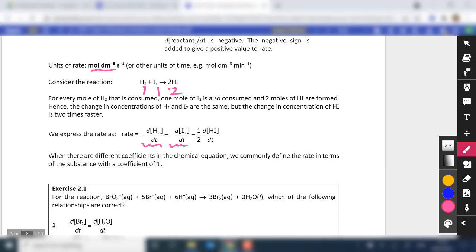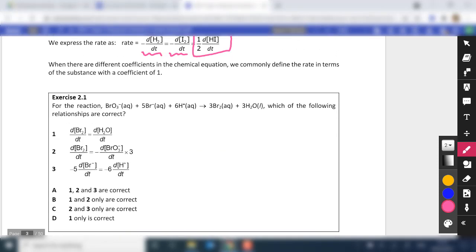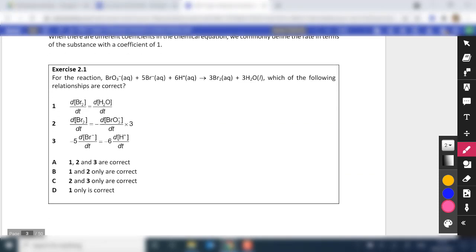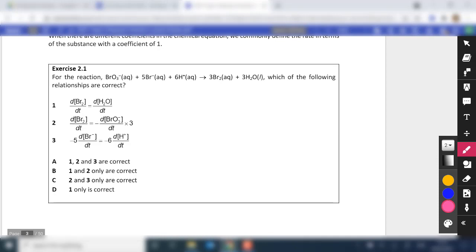So in this case, in order for you to have an equivalent sign, you need to halve the rate of production of HI so that the magnitude will be similar to the rate of disappearance of H2 and I2. Yep, so I hope I made this relatively clear for you. Okay, so in this case, we can work on exercise 2.1.